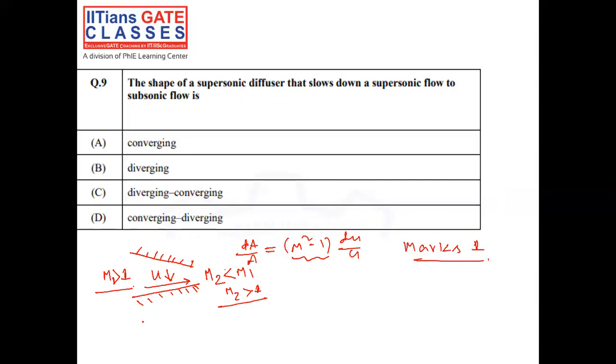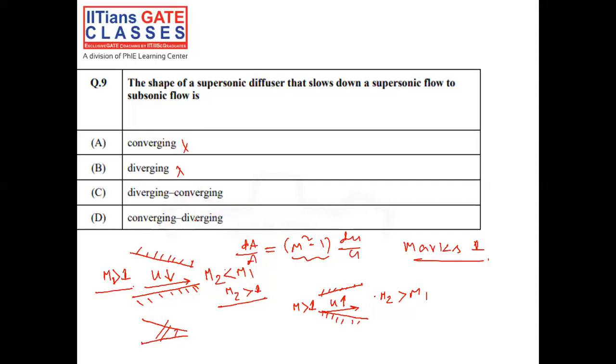Now let's see a divergent duct. For the supersonic flow, you can see that dA is positive, and as M square minus 1 is also positive, hence du has to be positive, so it will accelerate the flow. So u will increase inside the duct, and the Mach number will be higher than the flow Mach number at the entry. So M2 will be greater than M1 in this case. So again, this is also not the correct option.